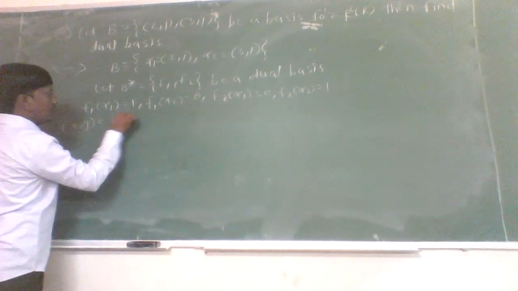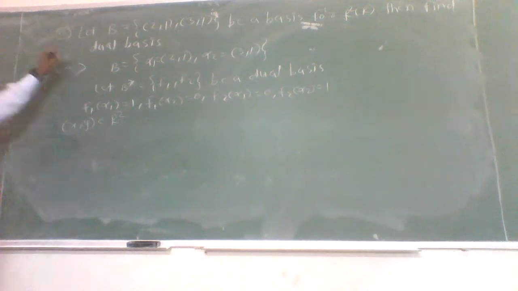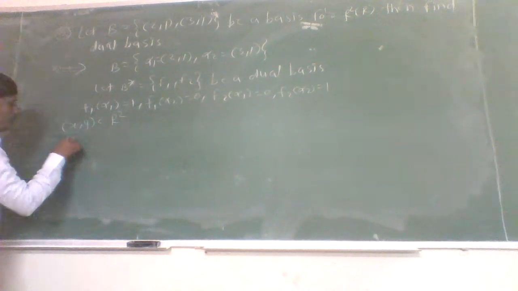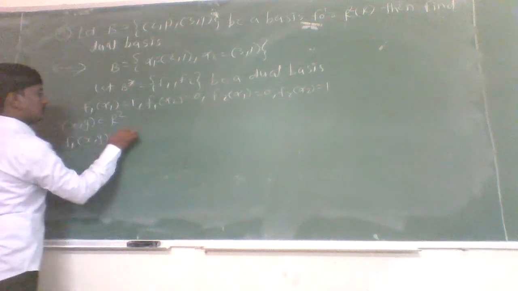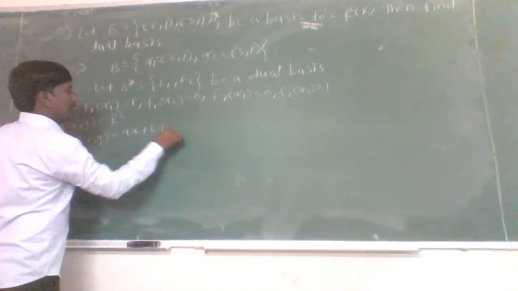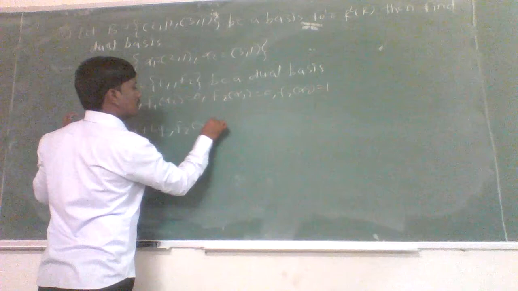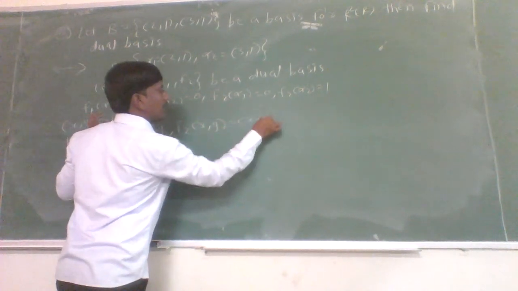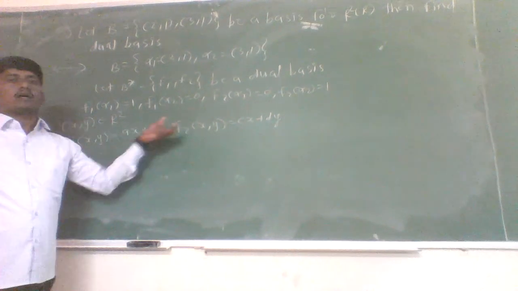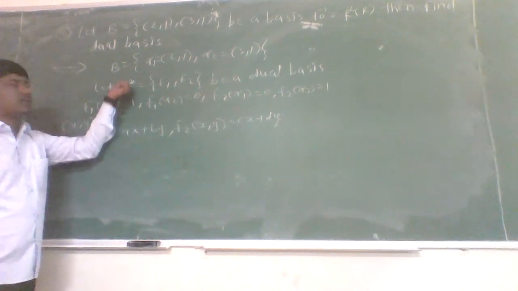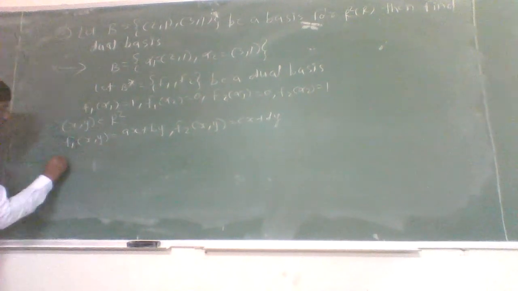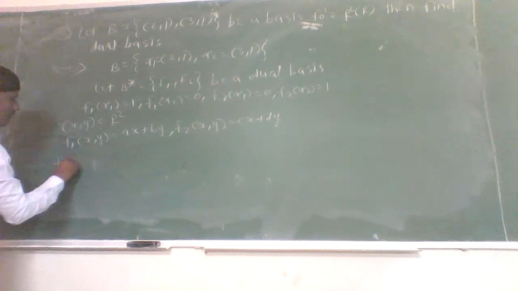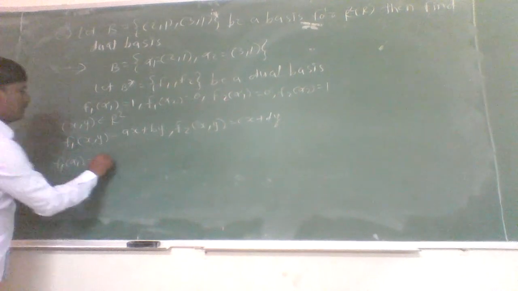Now let (x, y) be any element of R2. Then from linear functions, f1 of (x, y) is nothing but some ax plus by, and f2 of (x, y) is nothing but some cx plus dy. And now if we find out the values of a, b, c, d, then we get two linearly independent elements f1 and f2, which are the elements of a basis set B star.